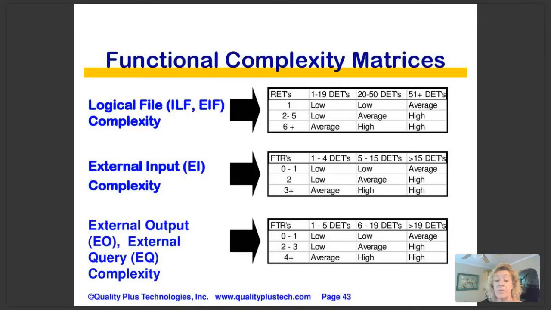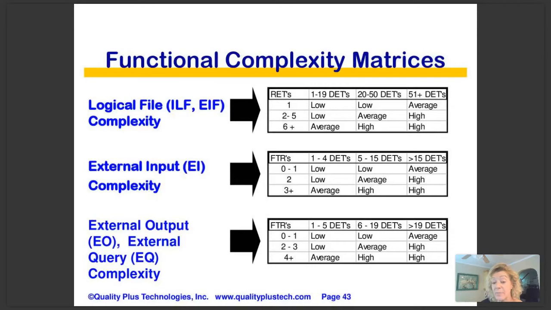Then we've got our external outputs and our external query complexity, and they share a matrix. Now remember, an external query must have one FTR. If an external query does not have one FTR, does not reference an ILF or an EIF, it cannot be an external query. External outputs could have 0 FTRs. I'll say that again. An external output can have 0 FTRs.